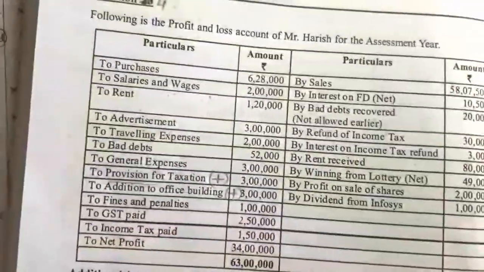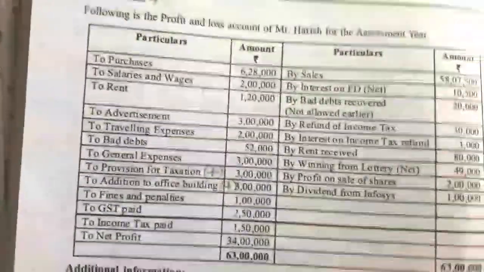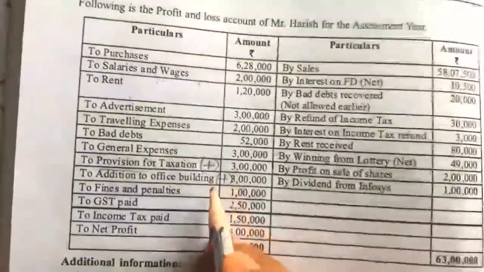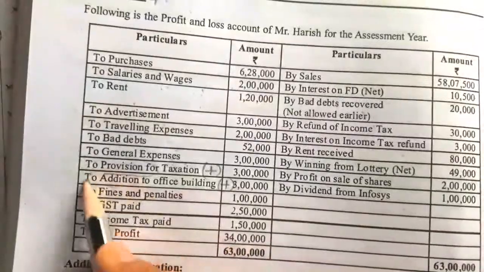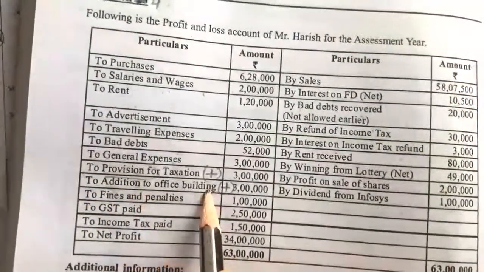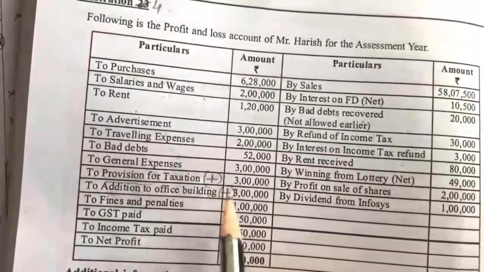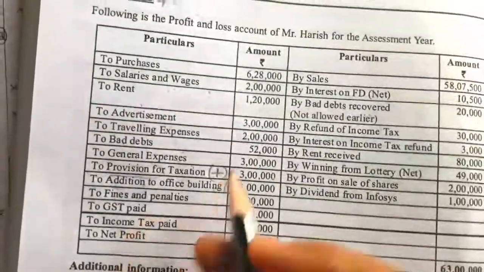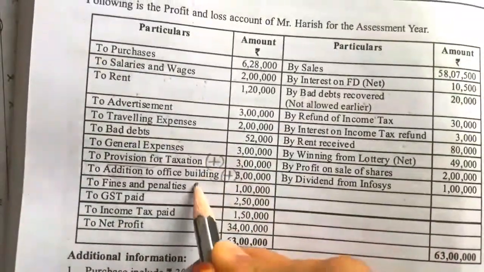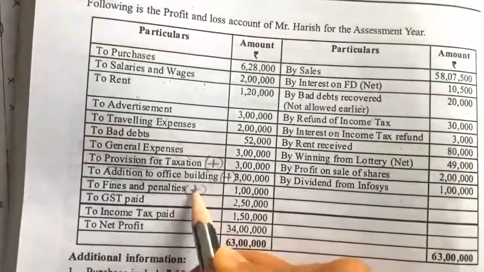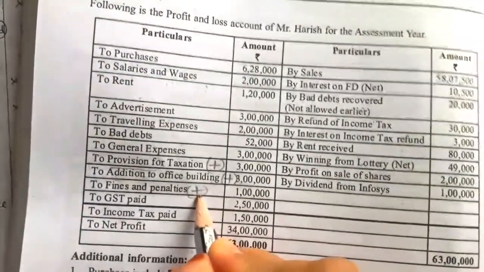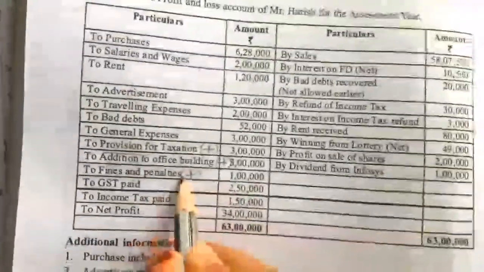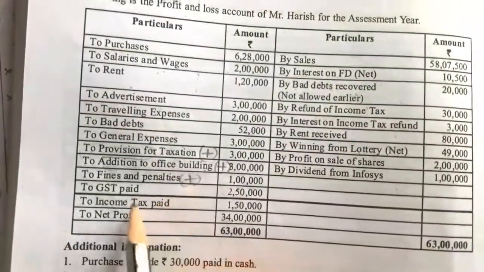So if there are any repairs expenses incurred on this building, then it is allowed, but additions in the form of capital in nature should not be recorded on the debit side of profit and loss account. We have to add it to the net profit. Then fines and penalties, it is because of his mistake, so he has to pay the fines and penalties, so it is disallowed business expenses. It is not relating to business, it is a personal expense.